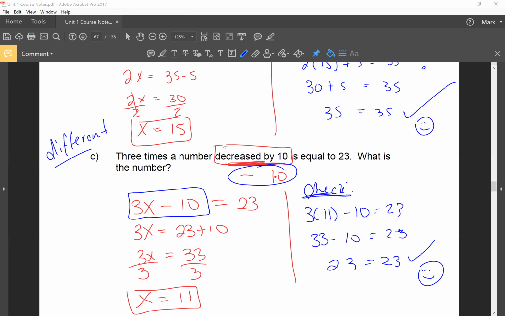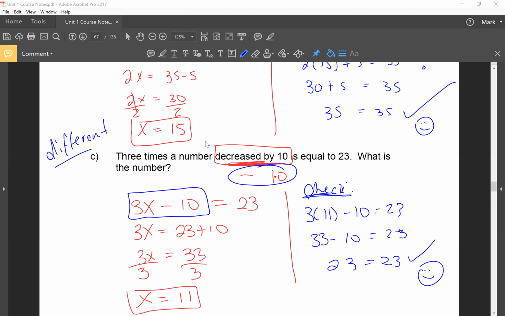If I said decreased by 10, it means subtract 10. Increased by 10, it means add 10. Yeah, in case of subtraction, if it's decreased by, the number comes after. Yes, the number comes after. But in the case of increasing, the rule doesn't apply.